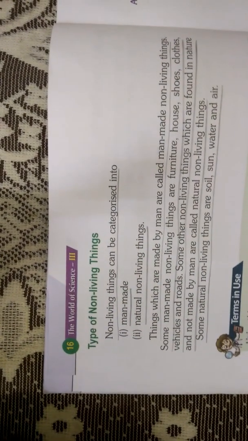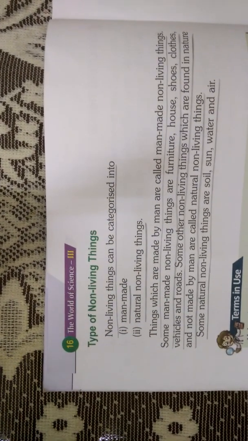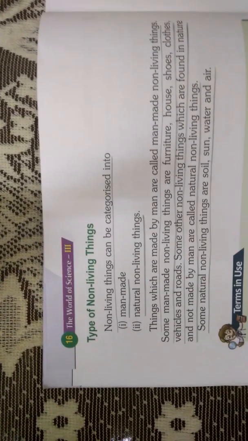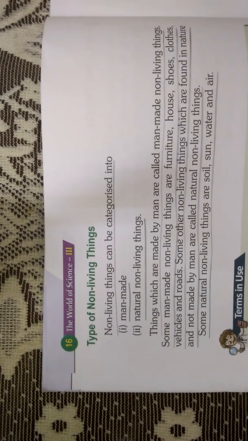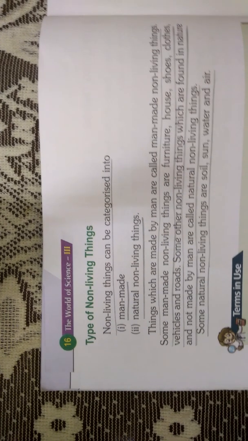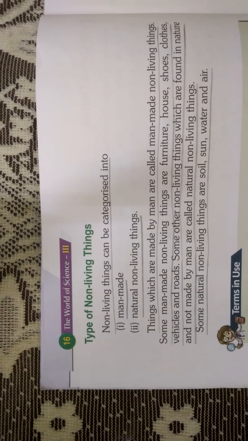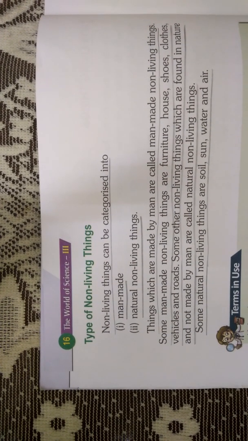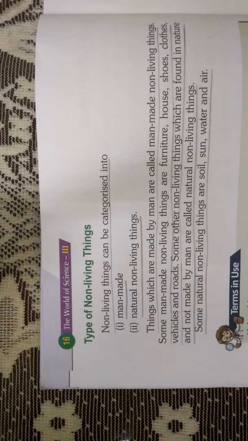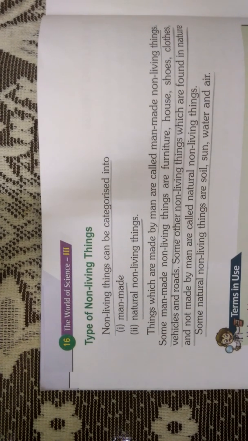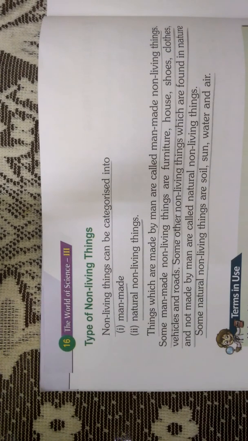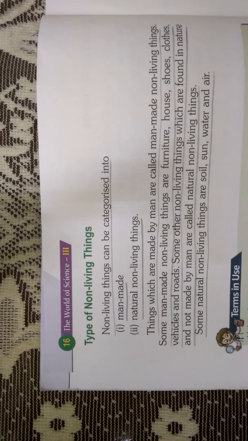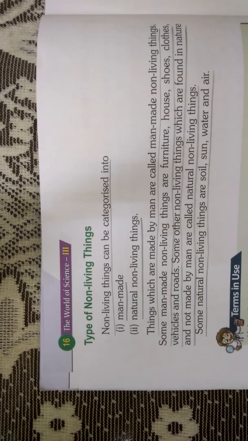Types of non-living things. Non-living things can be categorized into two parts: man-made non-living things and natural non-living things. The things which are made by man are called man-made non-living things. You can see in your own house, like you have sofa, bed, shoes, your own clothes, your almirah, vehicles, all these things are made by man. So they are called man-made non-living things.